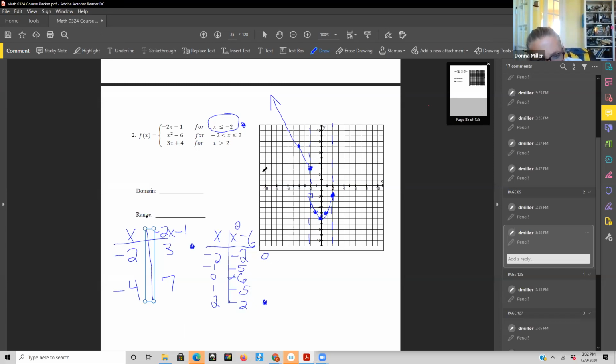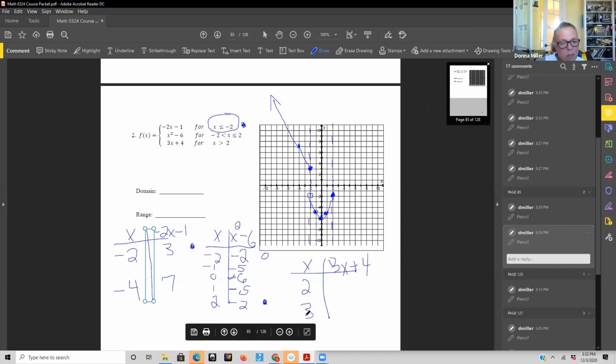Okay, and then what do I got left? Oh, I got another piece. Right, I gotta do this guy. All right. So again, that's just a line. This is an easy piece. This is true for x greater than 2, so I'm going to start at 2 and go up. I only need like 2 points. All right, so if I start at 2, I look at your boundary, there's no equal, so you're going to use an open circle. All right, so 3 times 2 is 6, plus 4 is 10.